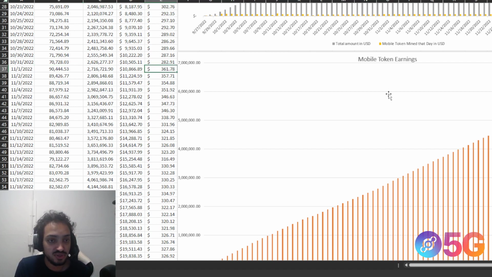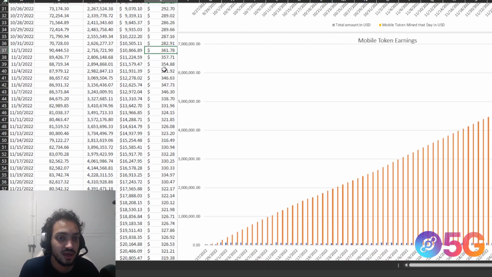Given the price, all of these amounts of total dollars for the day are based on 0.004, which is the estimated Bobcat Helium mobile token price when it's going to be at launch. That's the estimated price. It's not an official price. It might be lower. It might be higher, which I hope it's going to be, but that's the estimated price.